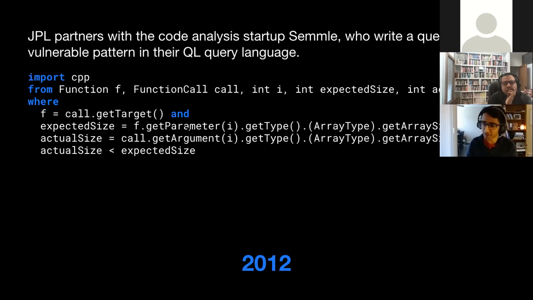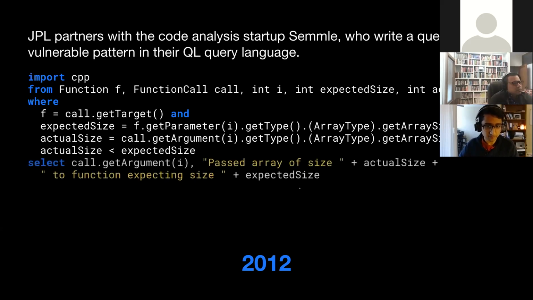Without knowing the details of this language, hopefully you can still read this from left to right and see the meaning that it is trying to convey. We look for two sizes. One is the one that is expected in the parameter. One is the one in the argument that was actually passed. And we complain when the actual size is less than the expected size. This is like an SQL query in the sense that you have a from, where, select. You choose some output to report as your result.